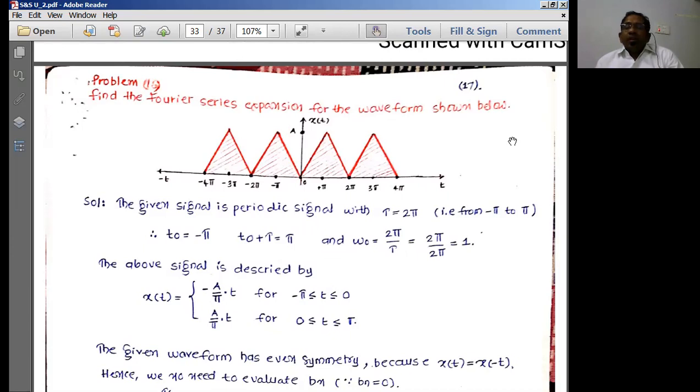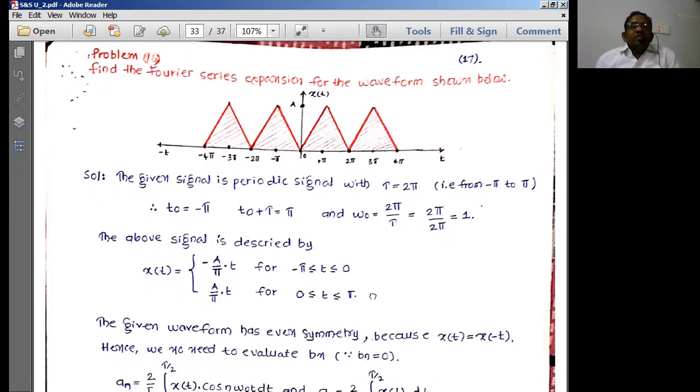So you have to find out actually a naught, an and bn. Here, instead of finding a naught, an and bn separately, first of all we will figure out whether it comes under even symmetry or odd symmetry, because once you conclude that, then our job becomes easy and it becomes faster. So first of all, we have to rush towards getting into that.